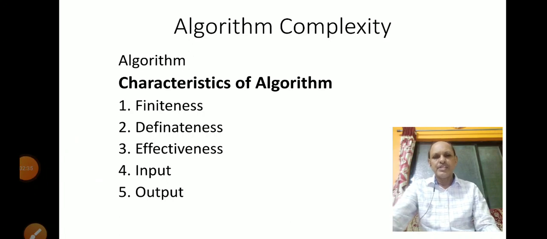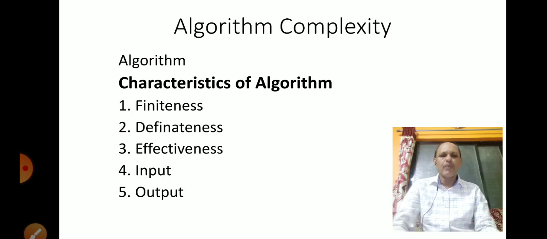Next property is input. Any algorithm can take 0 or more inputs depending on the problem. Input data is provided and transformed during the computation and produces the output. Here well defined input is required.